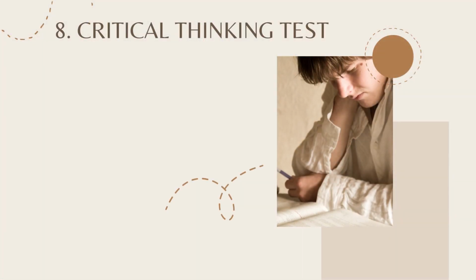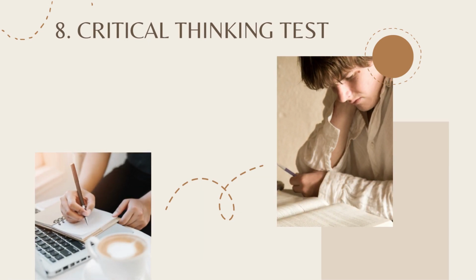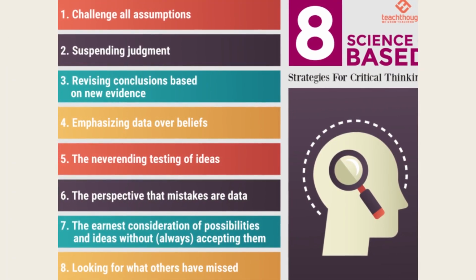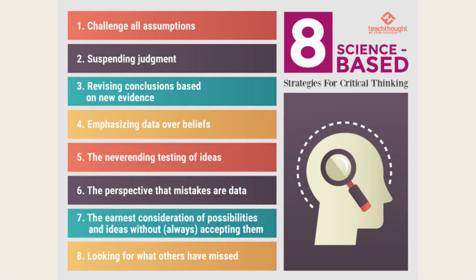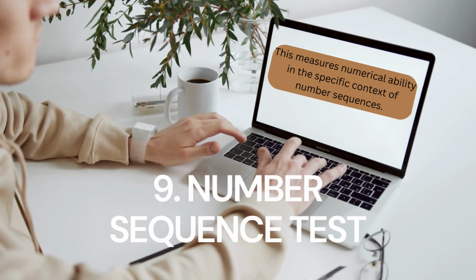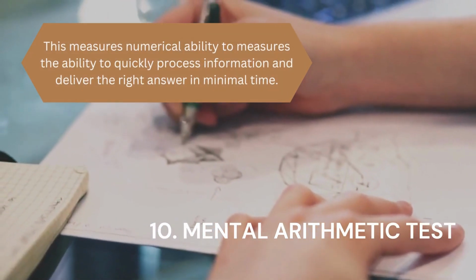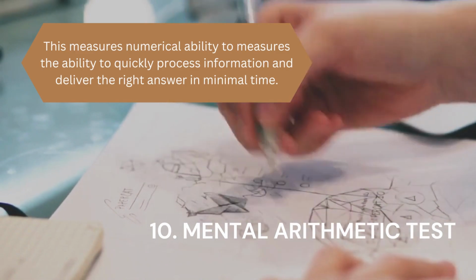8. Critical thinking test. This test evaluates a candidate's ability to identify inconsistencies in reasoning, recognize assumptions, evaluate arguments, calculate possible outcomes of a decision, and make an objective decision. Recruiters conduct critical thinking tests to screen candidates for roles requiring strong decision-making abilities. 9. Number sequence test. This measures numerical ability in the specific context of number sequences. 10. Mental arithmetic test. This measures the ability to quickly process information and deliver the right answer in minimal time.